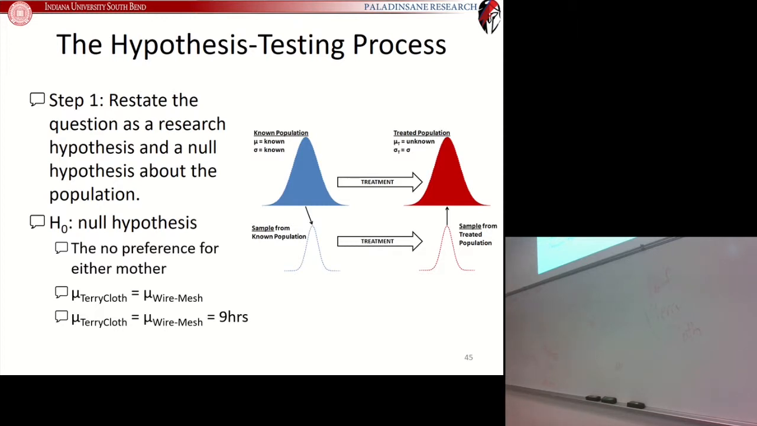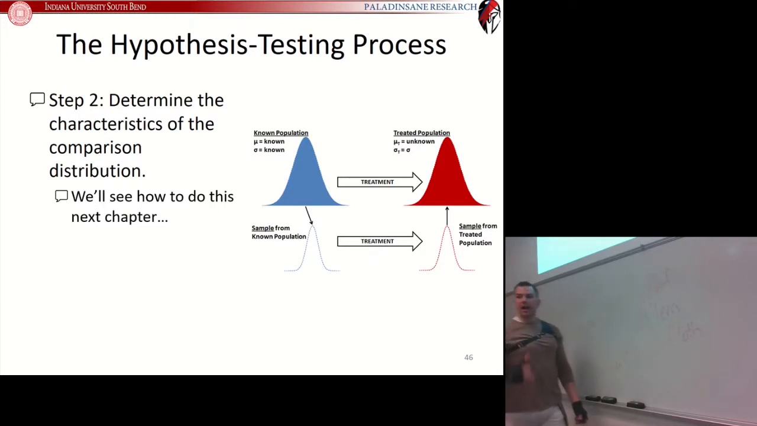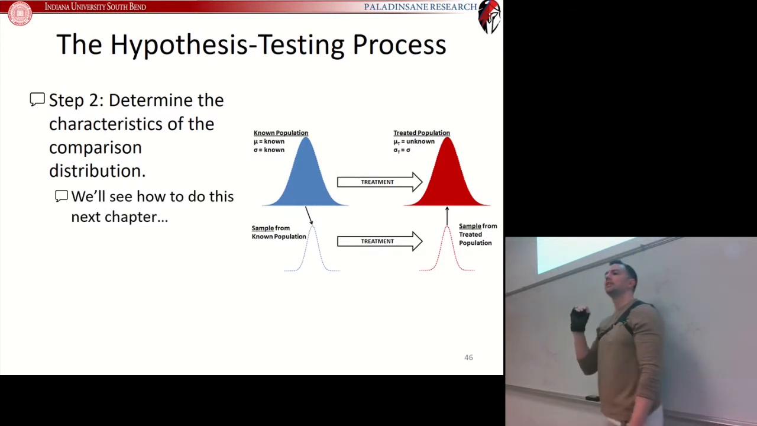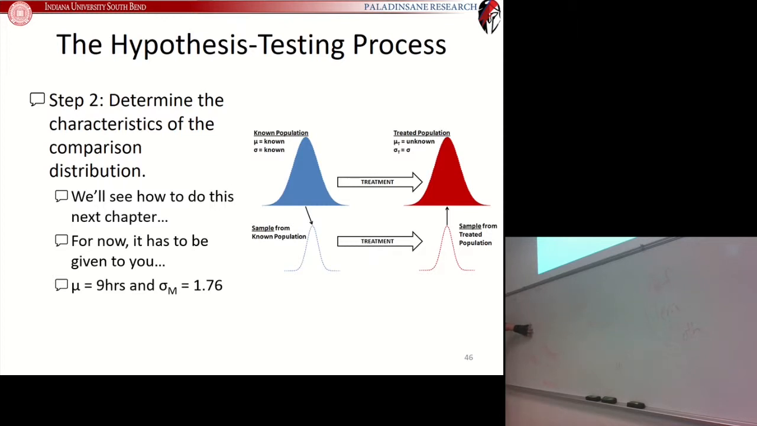So that's step number 1. Restate the question as a research and a null hypothesis. Step number 2, determine the characteristics of your comparison distribution. We're going to see how to do this in chapter 6. For right now, just practice thinking about this. Your comparison distribution is not the same as your population distribution. Your comparison distribution is that distribution of sample means. And we'll see how to get that later, but for right now, it's got to be given to you. And in this case, the mean of the comparison distribution is 9 hours. The standard deviation of it is 1.76. So that's the comparison distribution. Importantly, not this population here, but the distribution of sample means that you can make out of that population.